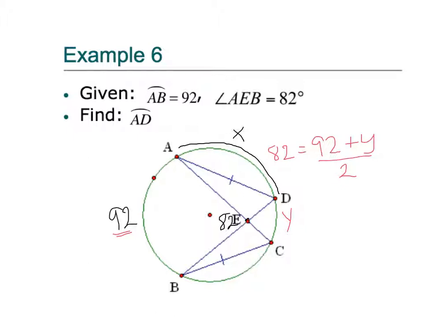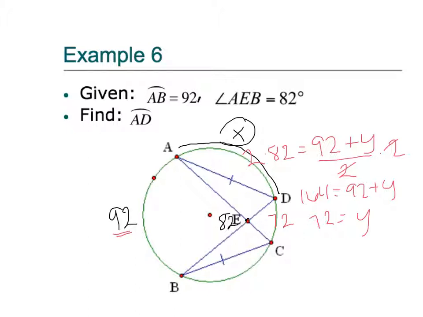Let's solve for y. Well, because we can. Let's see. Multiply both sides by 2, and we get rid of those. Multiply this side by 2, and I get 164 equals 92 plus y. Subtract 92 from both sides, and I figure out that y equals 72 degrees. Okay, that's great, except they're not asking me for this arc. I'm going to take out the y. I'm going to call it 72 now. So what? I still, though, need to find angle x.